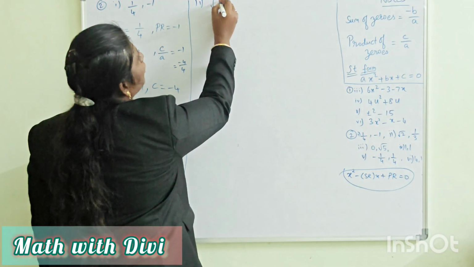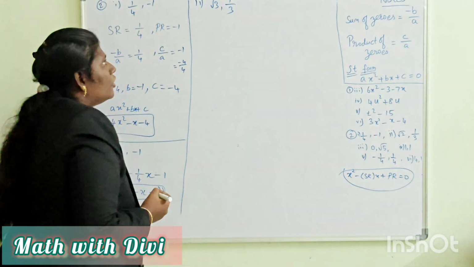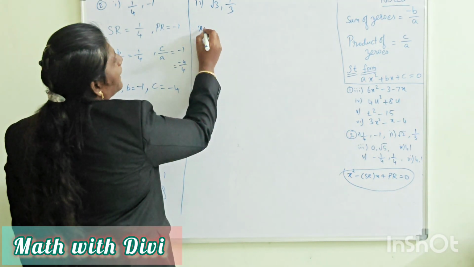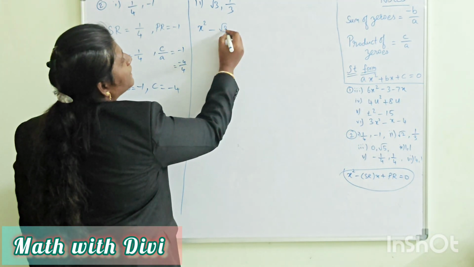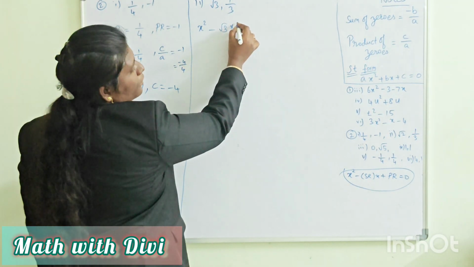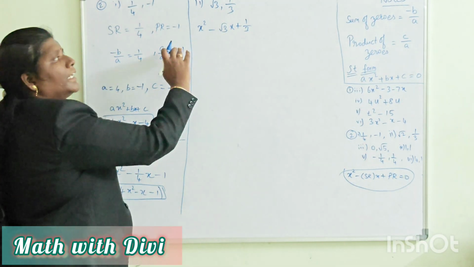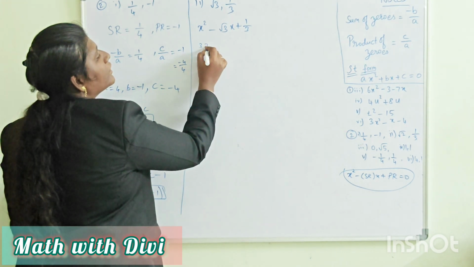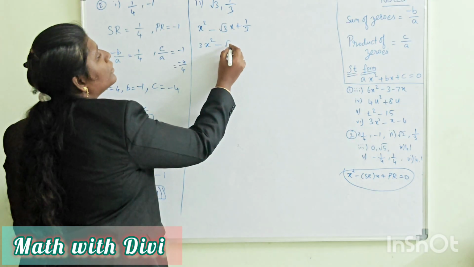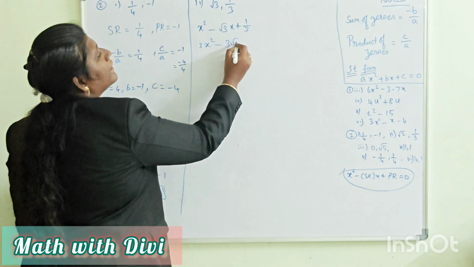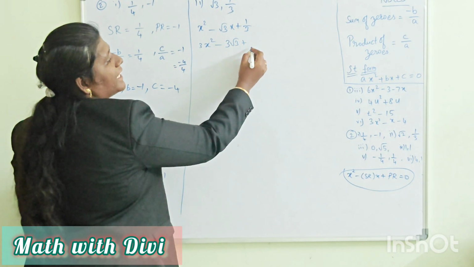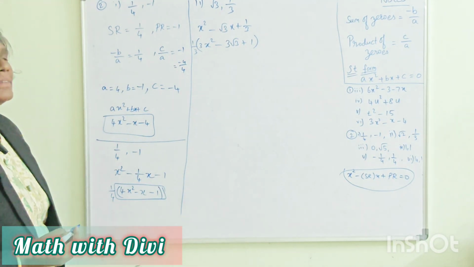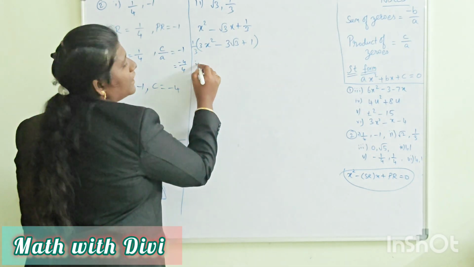In the second sum, we have √2 and 1/3. Okay, the sum and product are given, so I will directly apply the formula: x square minus sum of roots, which is √3x, plus product of roots, which is 1/3. As I said, the denominator should not be there, so I have multiplied with 3. So 3x square minus √3x plus, if we multiply with 3, 3 by 3 is 1. So outside we can put 1 by 3. That's it. Easy? Yes, next, the third sum.